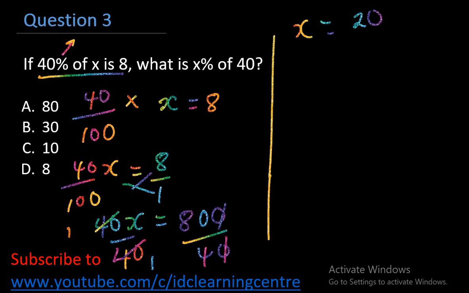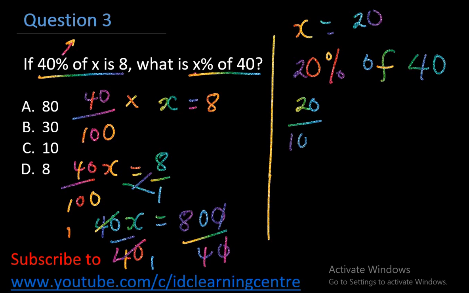Now that I know the value of x, the second instruction says what is x% of 40? X is 20. So x% will be 20% of 40. 20% means 20 over 100. Seeing the percentage sign means divide by 100. Of means times, and you have 40 over 1. 0 cancels 0. 0 cancels 0. 2 times 4 is 8.